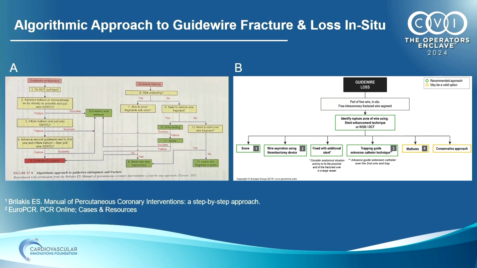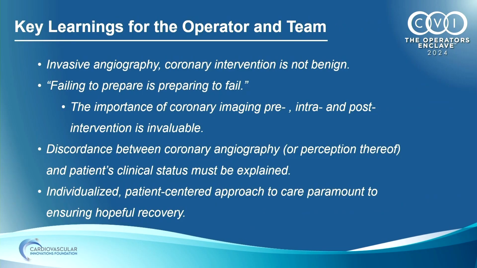Euro-PCR, on the other hand, gives us a couple of different strategies: the wire twirling effect, potentially aspiration catheter, guide wire, as well as trap guide, different techniques. But I think that pairing the patient's clinical course along with the best way to reestablish coronary flow is going to be most helpful in this case. So again, a patient-centered approach.